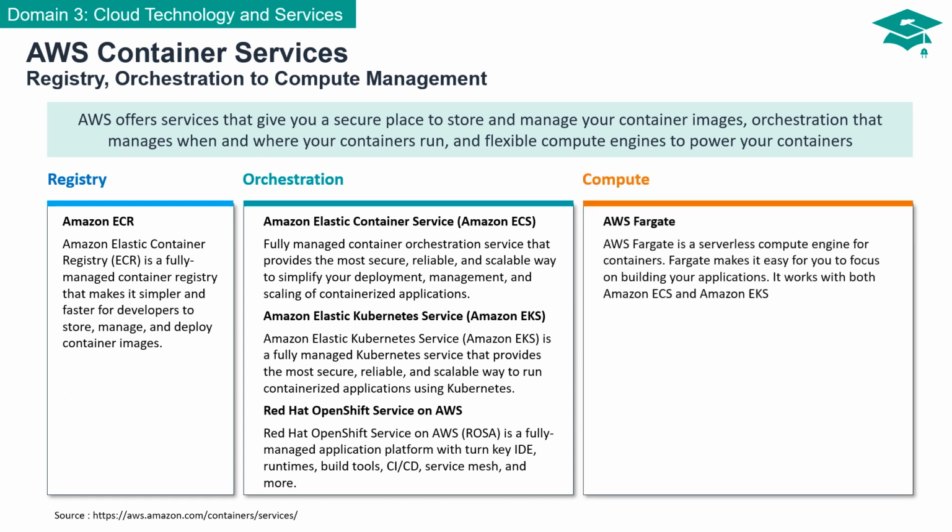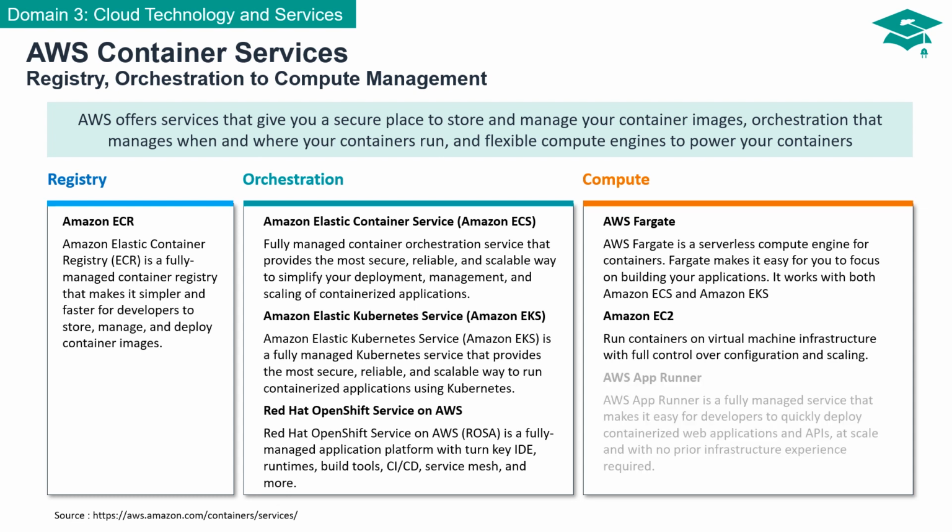In the realm of compute, AWS presents several options. AWS Fargate is a serverless compute engine tailored for containers, offering a simplified experience for application development and compatibility with both Amazon ECS and Amazon EKS. Amazon EC2 allows you to run containers on virtual machine infrastructure, providing full control over configuration and scaling. Lastly, AWS App Runner is a fully managed service designed to facilitate the swift deployment of containerized web applications and APIs, offering scalability and ease of use without the need for prior infrastructure expertise.